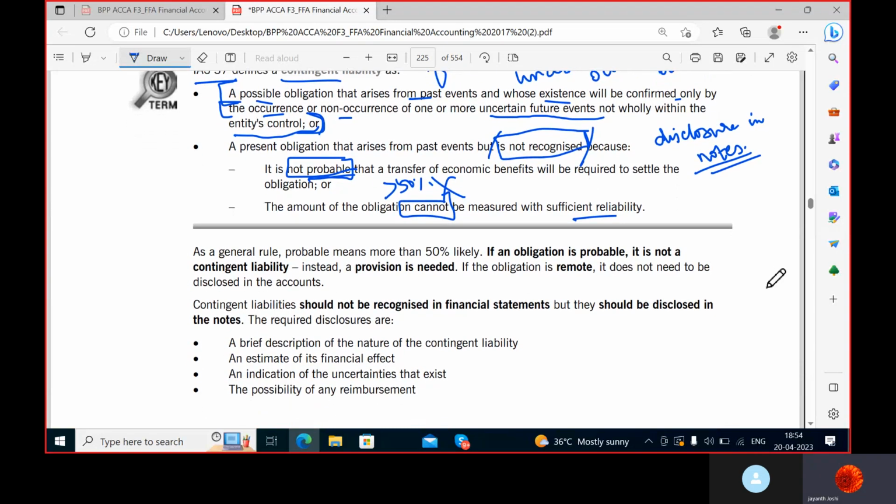But first we'll check the text. Contingent liability should not be recognized, but it should be disclosed in the notes. And what are the disclosures? A brief description of the nature of the liability, an estimate of its financial effect, an indication of uncertainties that exist, and the possibility of any reimbursement.